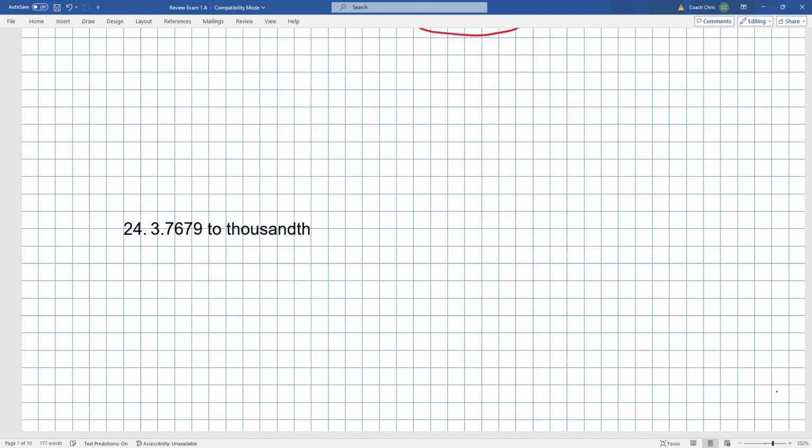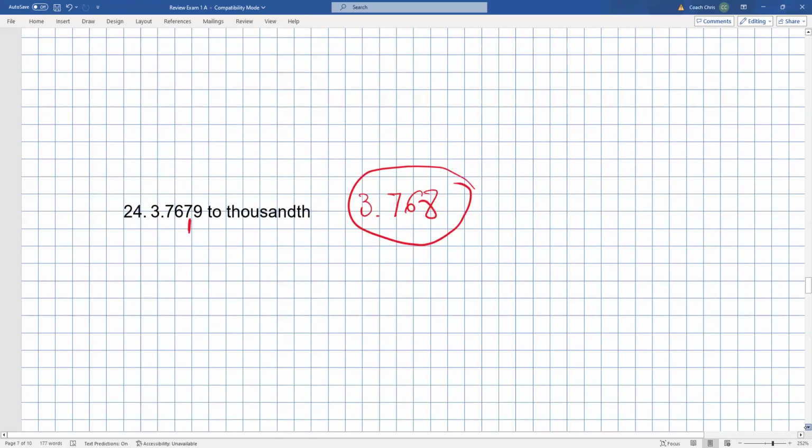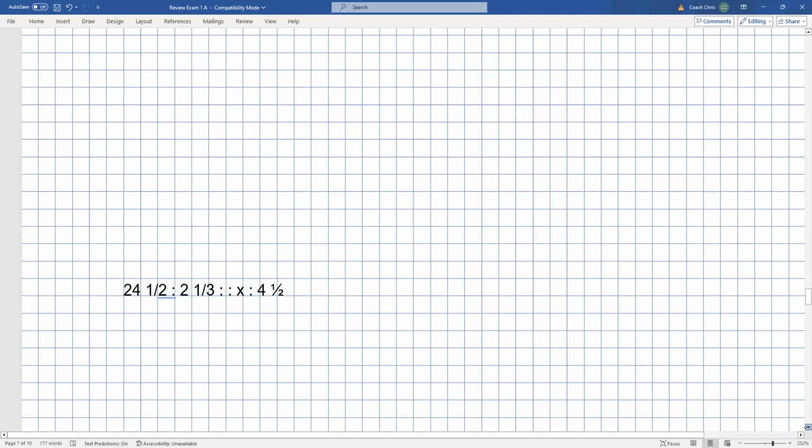Let's look at number 24. Where your thousandths place is 7. The number after 7 is 5 or more. I need to round this number up. So it's going to be 3, 7, 6, 8. All right? Why? Because we round 7 up. When we round 7 up, we get 8. Okay? All right. So let's look at the next number.